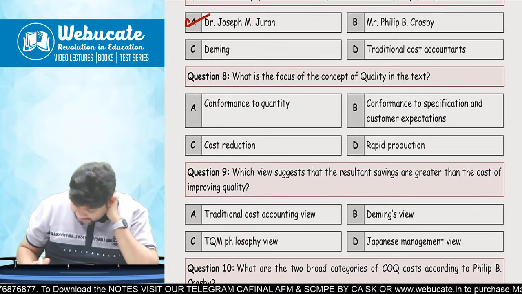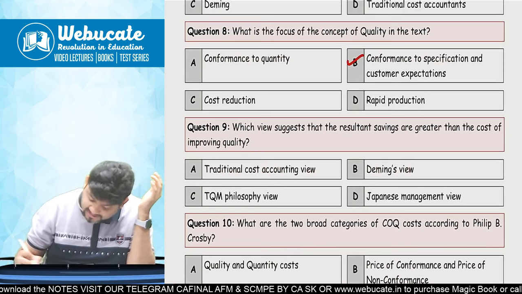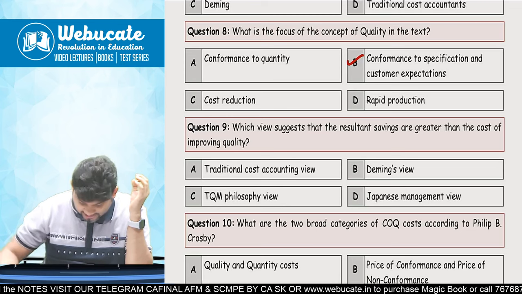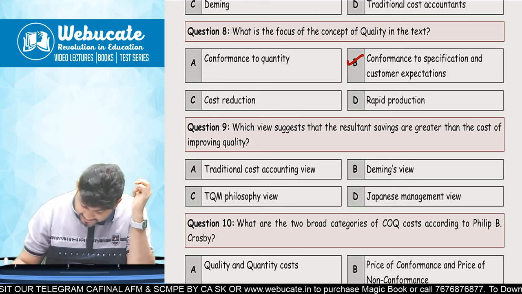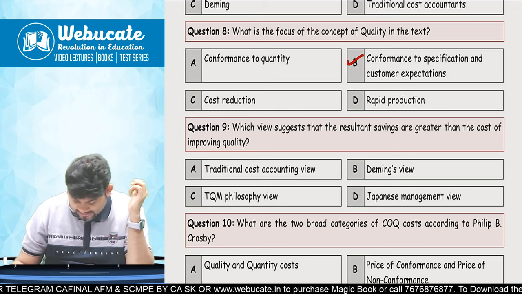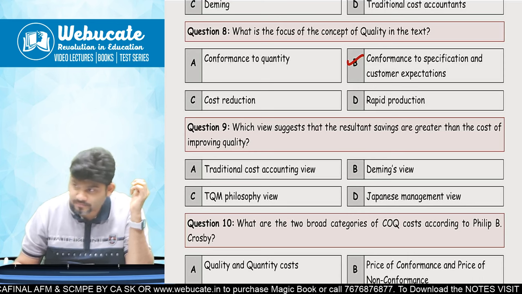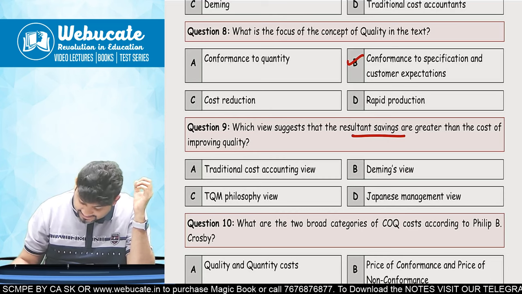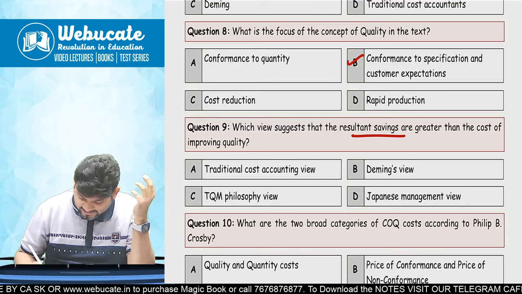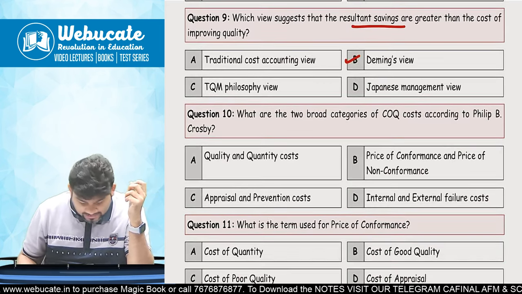So, what is the focus of the concept of quality? Conformance to specification and customer expectations. 8B. Then, which view suggests that resultant savings are greater than the cost of improving quality? Savings are greater than whose view? I think it was Deming's view. So, this we'll come to know in the next session when we do Deming's TQM.